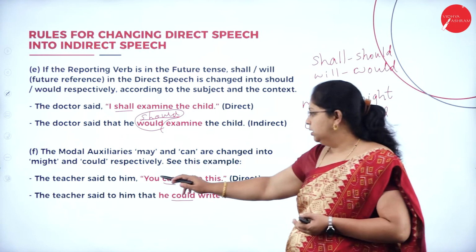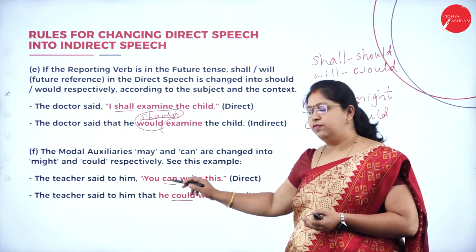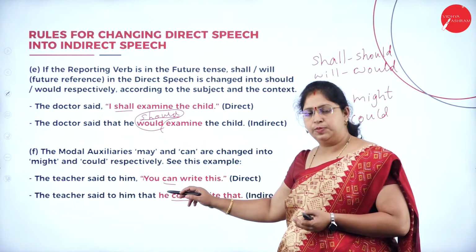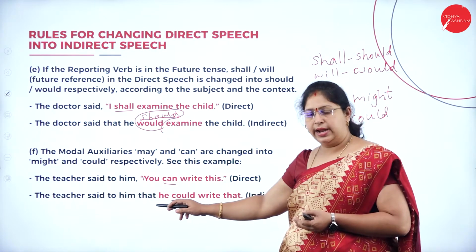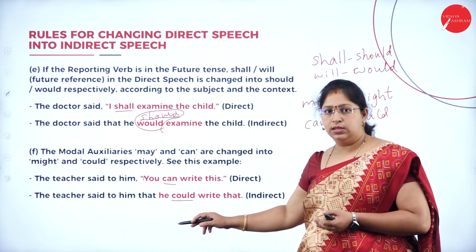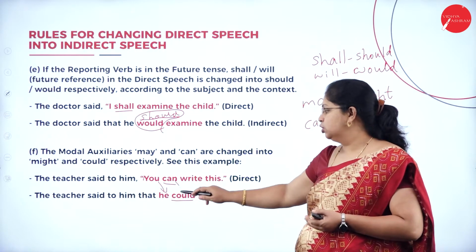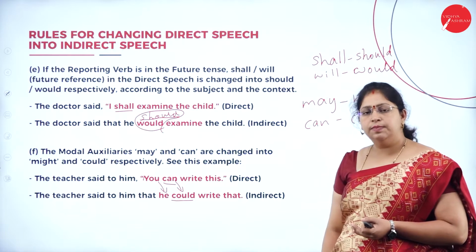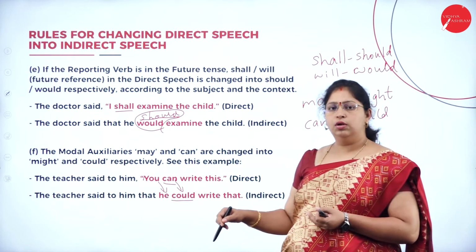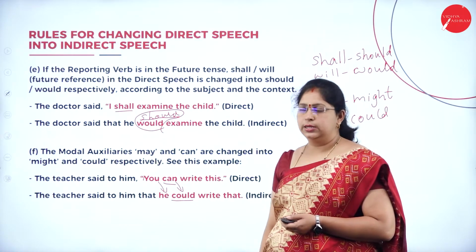See, the double inverted commas are removed. The comma before the direct speech, or the dialogue of the speaker, is removed, and that is added. You becomes he. It has to be in third person. You becomes he and can becomes could. The remaining part remains the same. This is the rule to change in the future tense when it has modal auxiliaries.